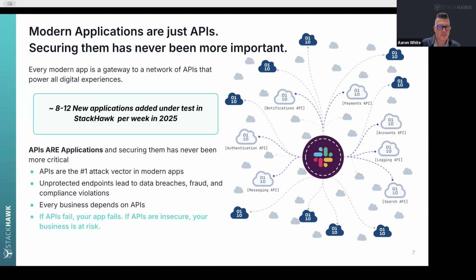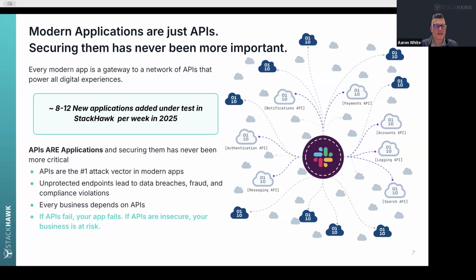And the cool thing that we're seeing here at Stackhawk is, on average this year, we're seeing 8 to 12 new apps being added under test per week. So our customers are starting to discover their APIs with our new API discovery functionality, and now we're adding even more to that equation.